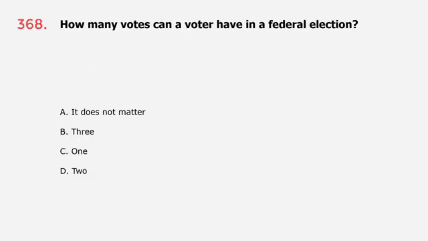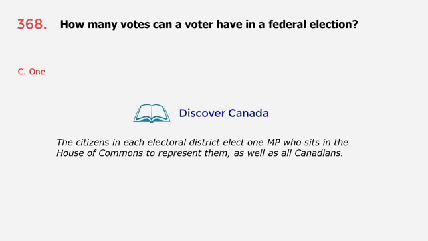Question 368. How many votes can a voter have in a federal election? A, it does not matter. B, 3. C, 1. D, 2. The answer is C, 1.